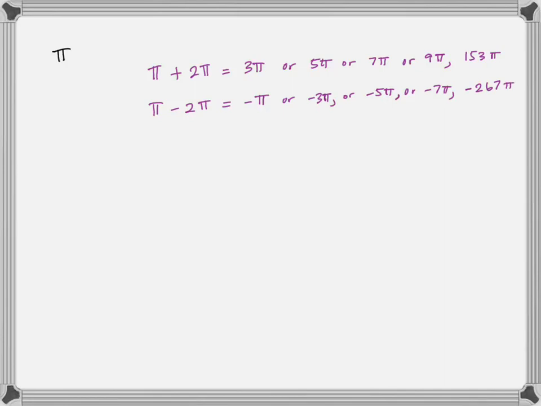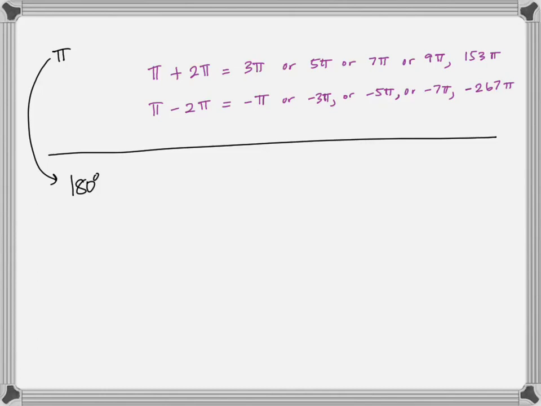So you can see there are an infinite number of correct answers to these questions. You just have to find 2 of them. All right. And at any time, if you want to, you can instead convert. So I could say, instead of pi, think of pi as 180 degrees, now that you know how to convert back and forth, and then just add 360 degrees or subtract 360 degrees.